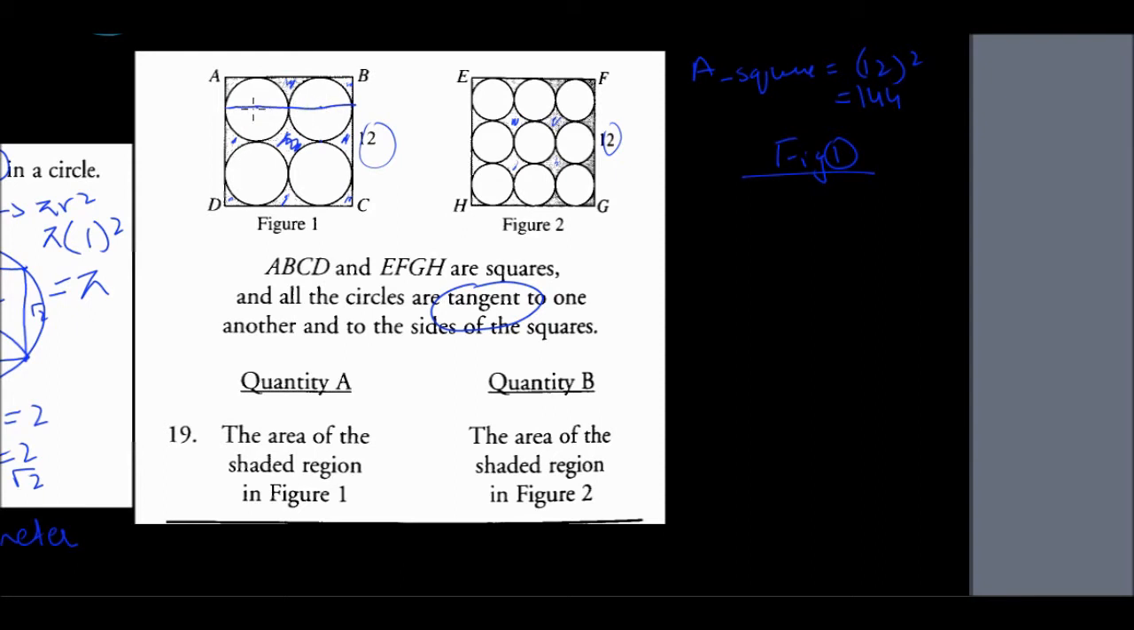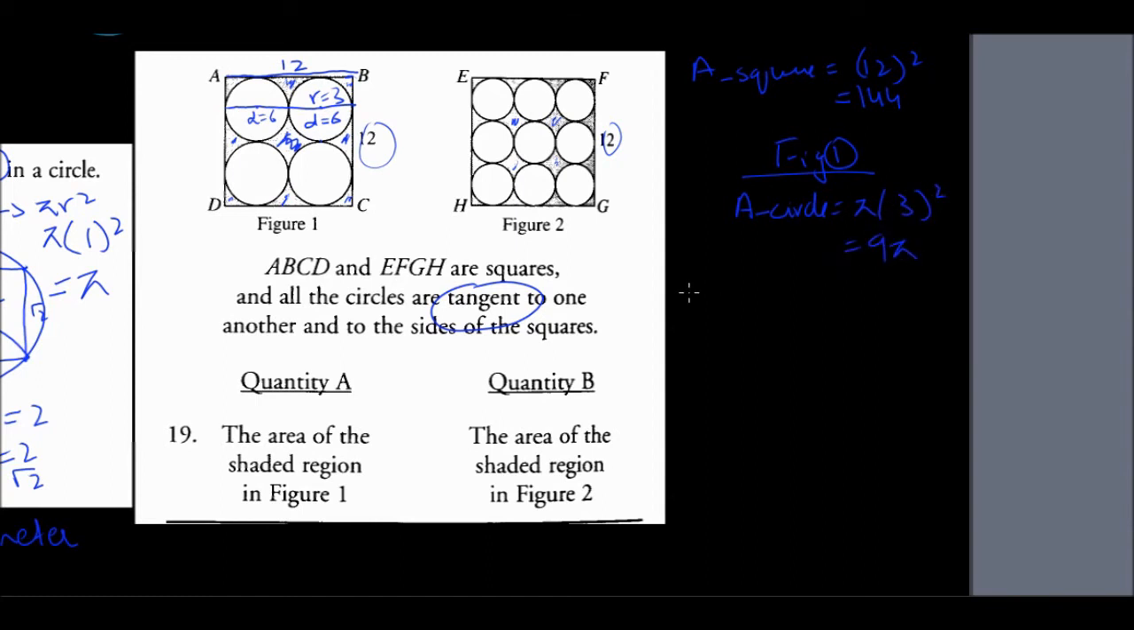The circles are tangent, so this line segment has to go through the centers. The length of this line segment is equal to the edge of the square, which is 12. Which means the diameter of each circle has to be half of the edge of the square, so 6 and 6. If the diameter is 6, the radius is 3. So the area of each circle is pi times the radius squared, which gives me 9 pi.